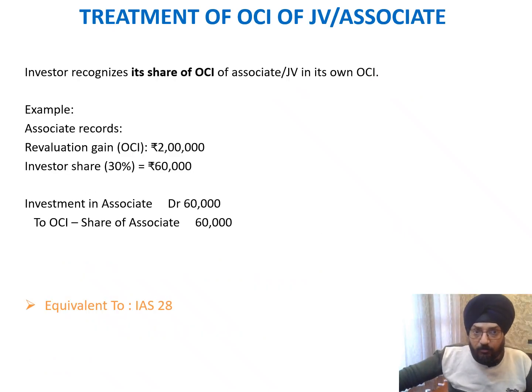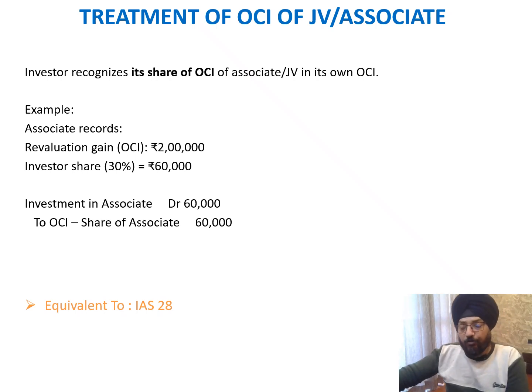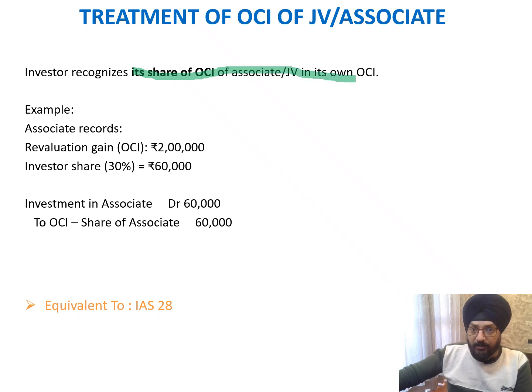Okay. Now we'll quickly talk about the treatment of OCI of the JV and associate. I mean, there's no specific difference. The way we record the attributable portion of P&L, the same way we have to recognize the share of the OCI as well for the JV in the investor's books of accounts. For example, an associate records a revaluation gain of 2 lakh. Investor share is, let's say, 60,000. So investment in associate will be increased. The carrying amount will be increased by 60,000, and the portion would be credited to my OCI. And this treatment is absolutely aligned with IAS 28. So move to the next slide.